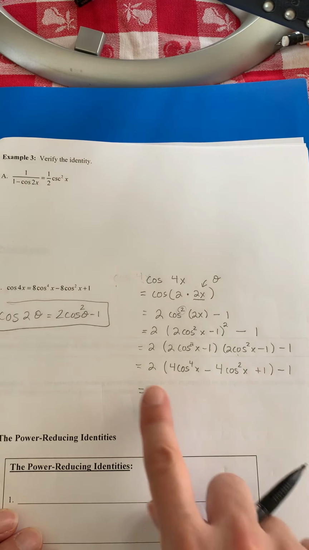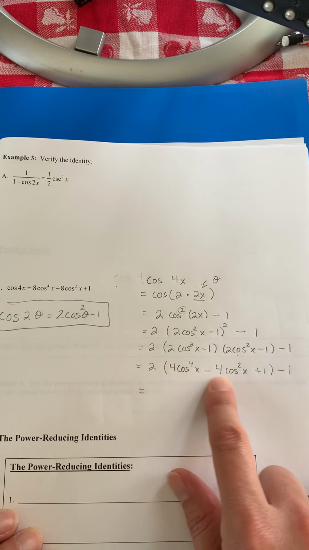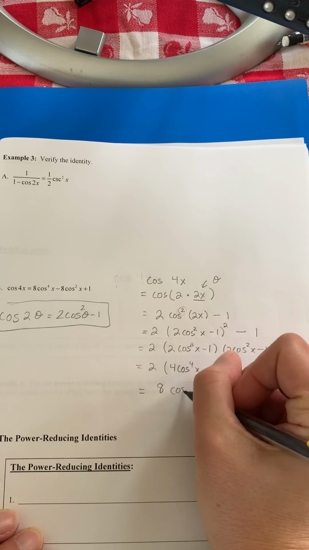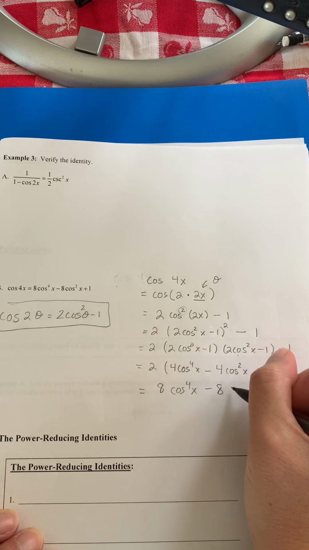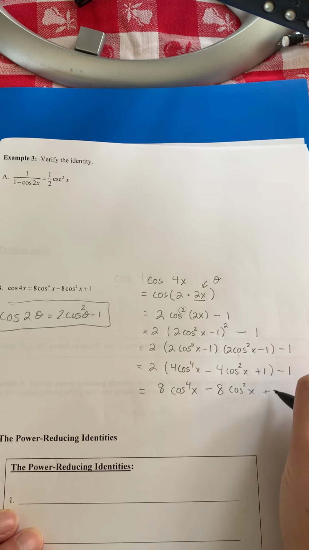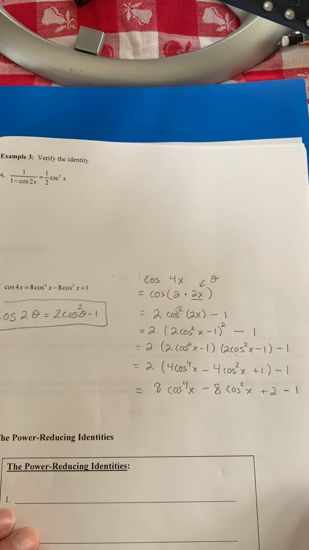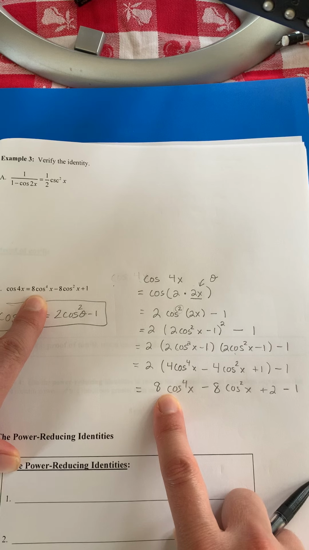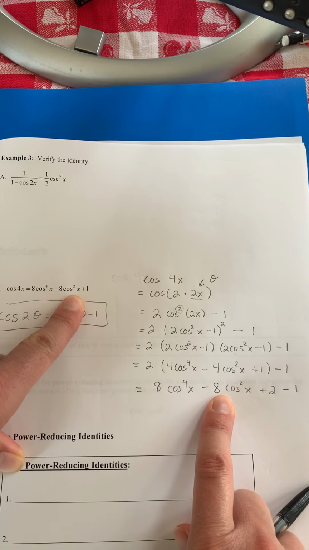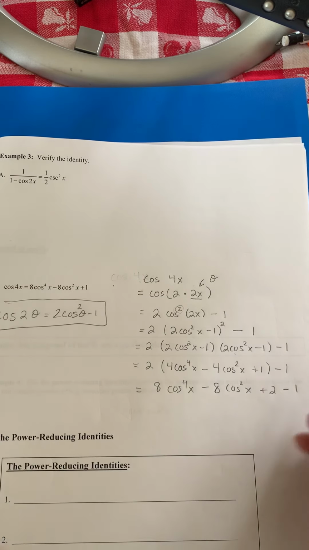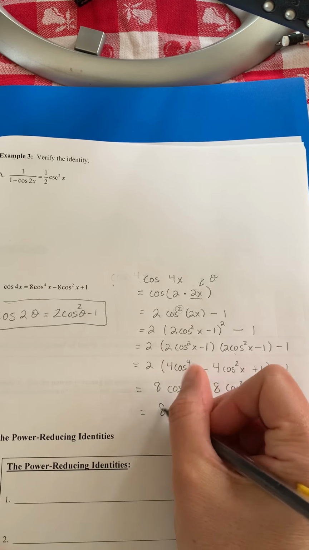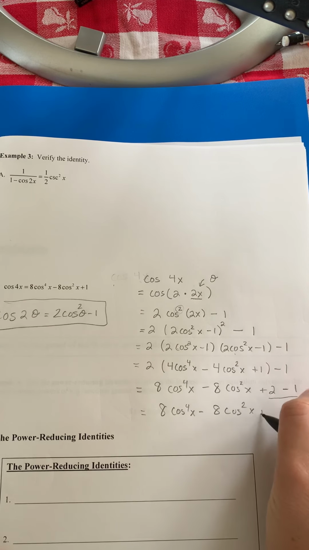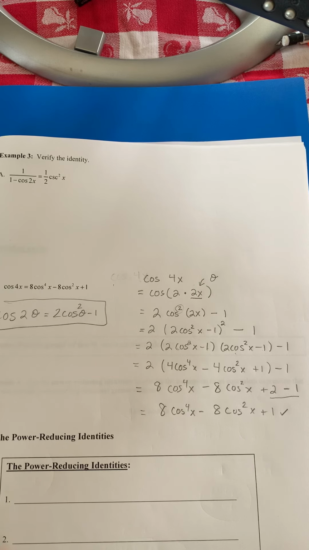Next up is a pretty easy part. I want to multiply this 2 through my answer I just got. So I'm going to get 8 cosine to the 4th x minus 8 cosine squared x plus 2, and then I still have that minus 1. Now I'm comparing it, and I'm almost there. I've got the 8 cosine to the 4th, I've got the negative 8 cosine squared, and I'll definitely get that positive 1 by putting those together. And that verifies this identity in part 3b.